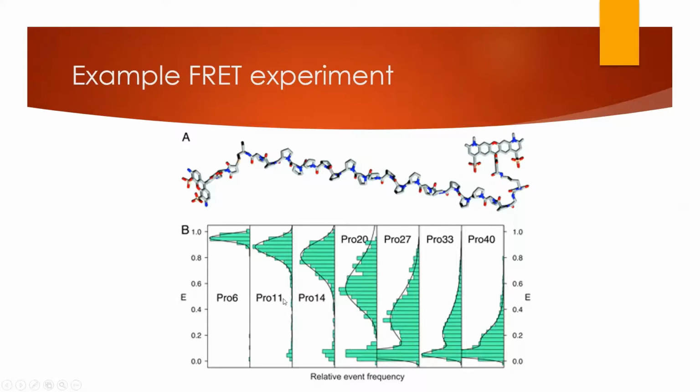So 6 prolines in a row, 11 in a row, 14 in a row, up to 40 in a row. When you have very small amounts of proline, the two dyes at the ends are very close together. What we're plotting here is the FRET efficiency, or the amount of the acceptor fluorescence that we measure compared to what we expect. And that is very high. This is very efficient because they're very close together. As the molecule gets longer, we start to see a population that is unfolded, that is far apart. And this is more and more the case the longer the protein gets.